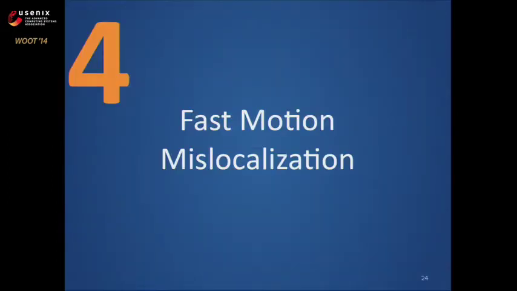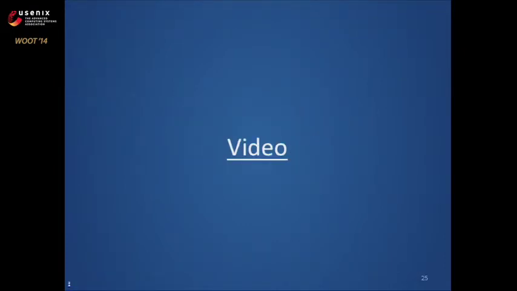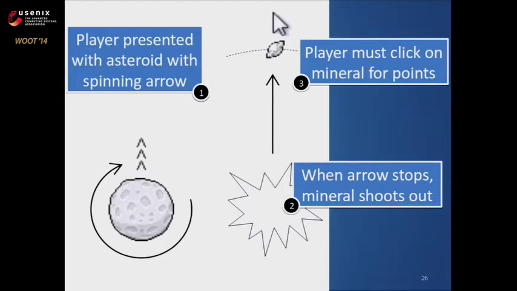All right. Fourth attack is fast motion mislocalization. I'll show you the video of this. This is the simplified version without the blinking lights. So this time, they don't have to click on the asteroid, and a mineral comes out automatically in a random direction, and the player has to click on that to get some points. So this arrow spins around, picks a direction, and then a mineral comes out, and the player has to click on it at the end of its trajectory.